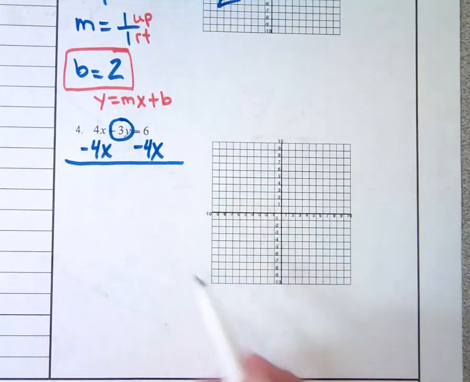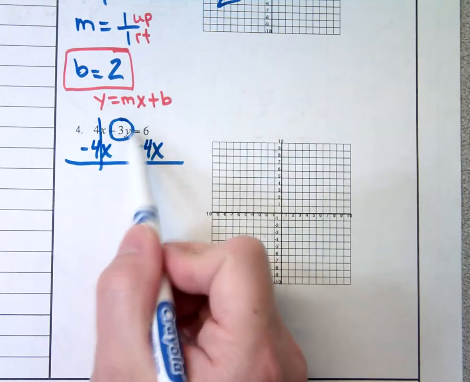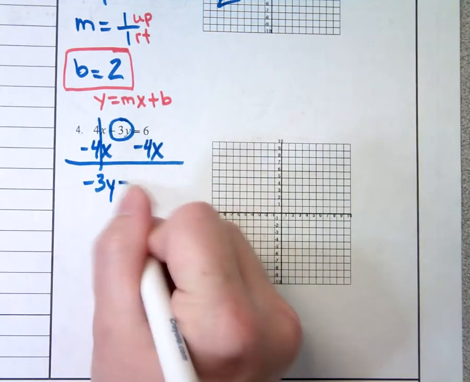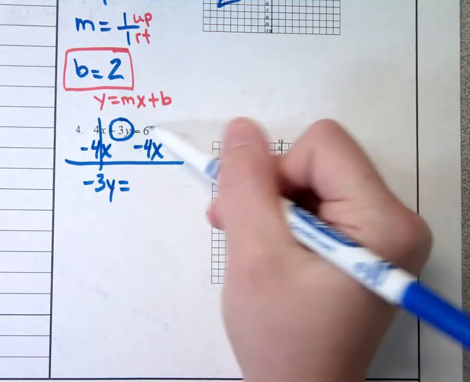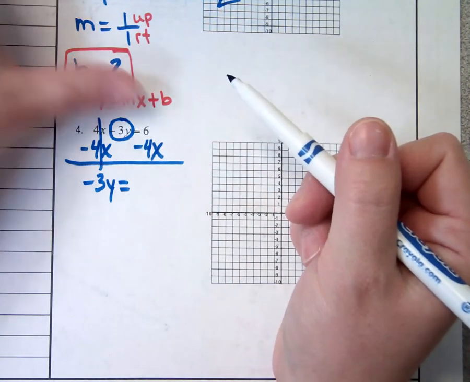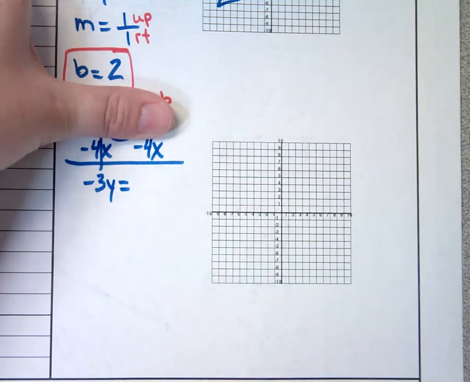4x minus 4x is 0. I bring down what's in my circle, so I bring down the negative 3y. I bring down my equals. I cannot subtract these because one has an x and one doesn't, so it's recopy time. Let's start with the x. What kind of x is that?